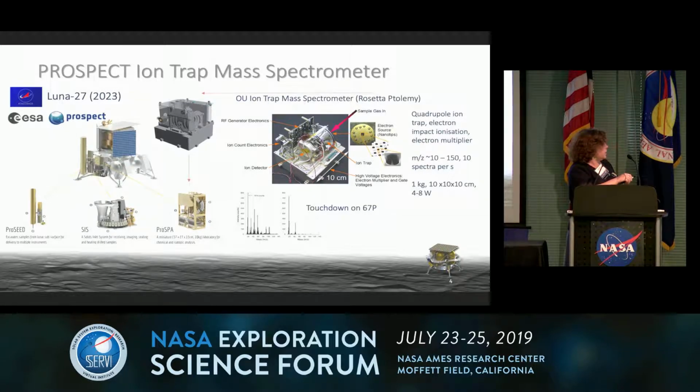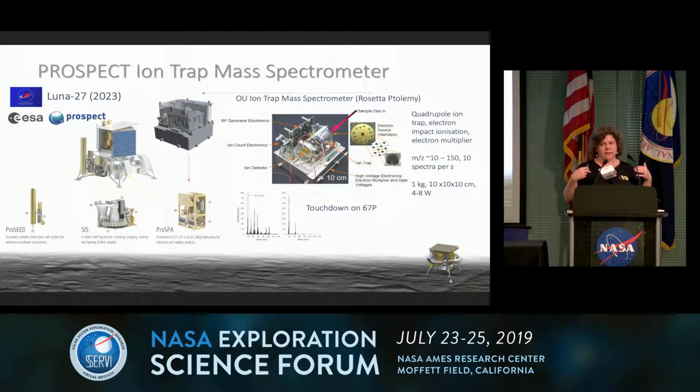And this, in turn, is based on the Rosetta mass spectrometer that OU built and flew successfully. Rosetta maybe wasn't as successful as we wanted it to be, but it did touch a comet, and it did take spectra on a comet, mass spectra on a comet. And here's just two examples where you can see well-resolved mass spectra from 67P.